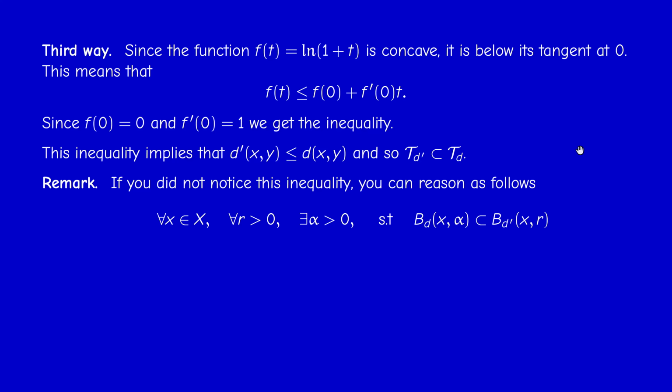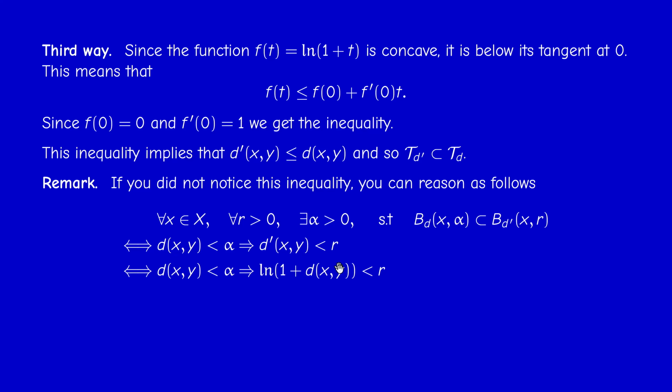Okay, so let us rewrite this. I dropped the quantifiers here in order to make it simpler. So for every x, for every r, there exists alpha. How to write this inclusion in terms of belonging? So any y in this ball is in this ball. So it means that whenever the distance d between x and y is less than alpha, the distance d prime between x and y is less than r.